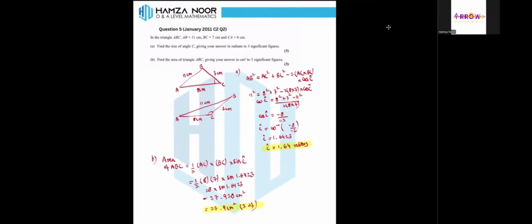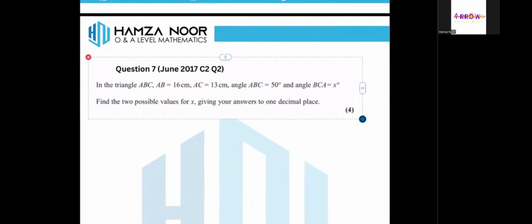All right. So now let's move on to the next question. Now we have question number 7 of the handout, which is June 2017, C2, question number 2. It says that in the triangle ABC, the length of AB is 16 centimeters, the length of AC is 13 centimeters, angle ABC is 50 degrees, and angle BCA is X. Find the two possible values for X, giving your answers correct to 1 dp.